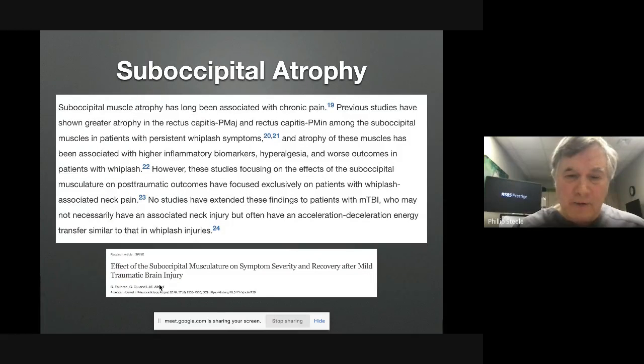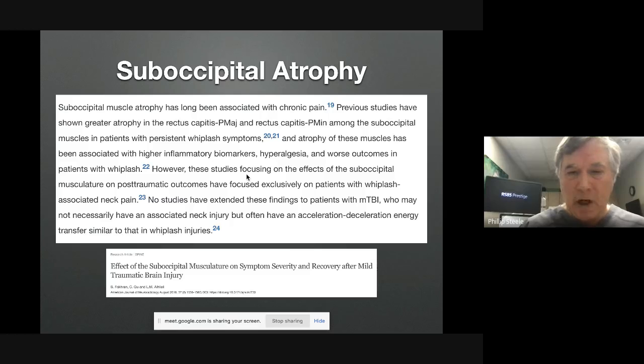An article that just sort of rocked my world was this one looking at suboccipital muscle atrophy being associated with not only mild traumatic brain injury, but also chronic whiplash injuries. That's what started me down the path of making these measurements.